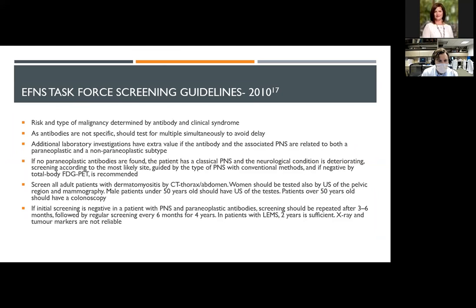So here, this is some EFNS task force screening guidelines. This is a little outdated now, but I don't think that they've updated them yet. Generally speaking, at least in most places, you end up just scanning people top to bottom if you're really suspicious, looking for everything. Most of these screening guidelines are met with a chest, abdomen, pelvis CT or a PET scan, ideally a PET scan. But for ovarian and testicular cancers, ultrasound can tend to be more helpful.